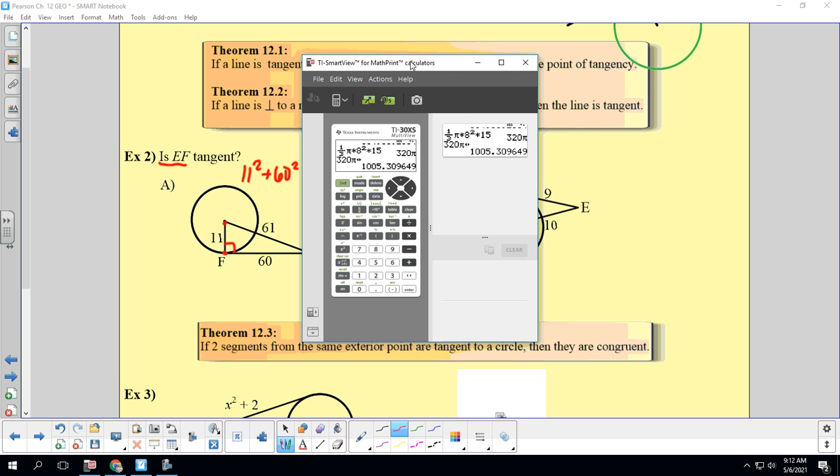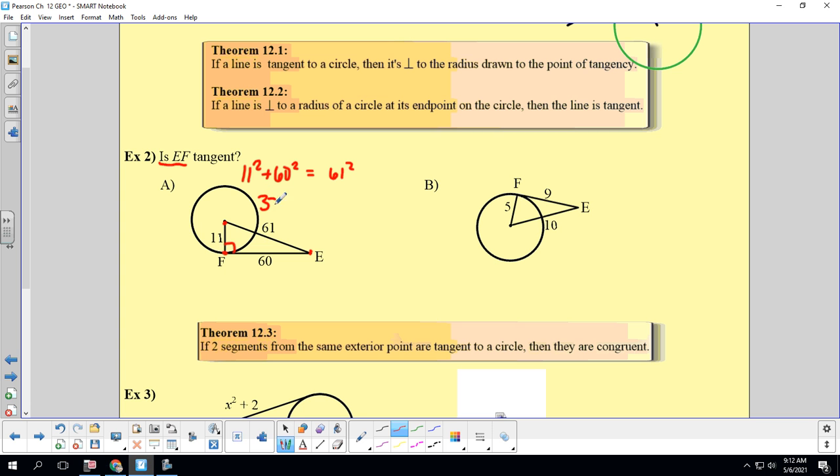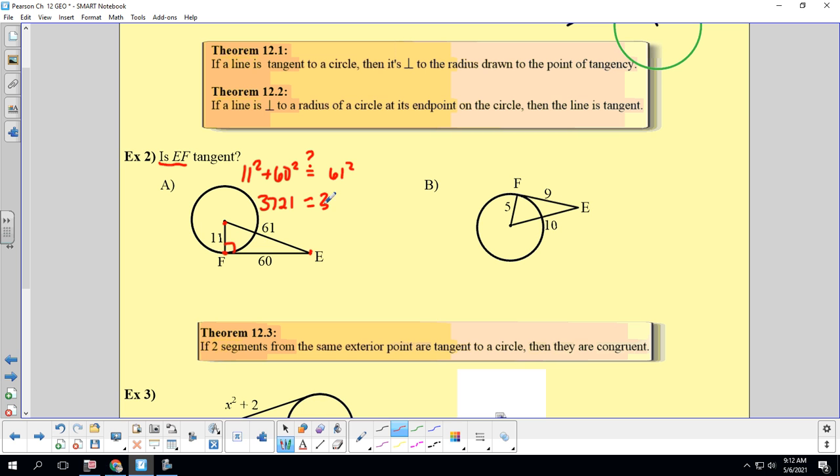All right, so we got 11 squared plus 60 squared. That's 3721. Is that equal to 61 squared? Oh, it is. It is equal. 3721 is equal. And then we can say EF is tangent.